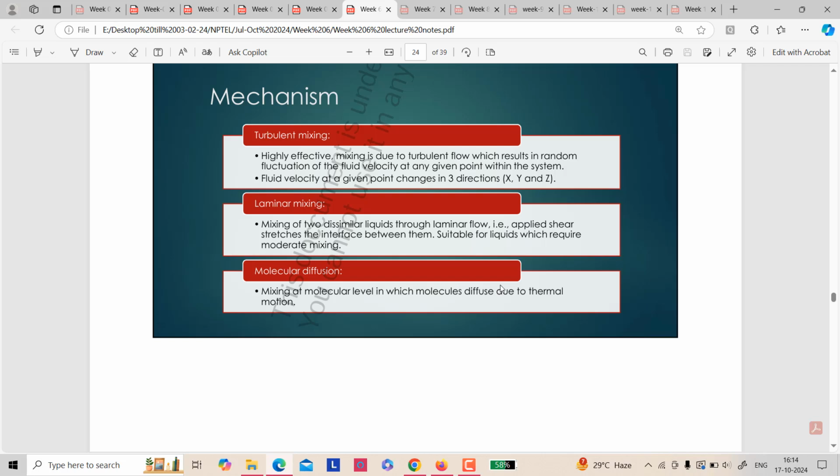Then comes laminar mixing. So mixing of two dissimilar liquids through laminar flow, that is, applying shear stretches the interface between them, suitable for liquids which require moderate mixing. The final one is molecular diffusion, mixing at the molecular level in which molecules diffuse due to thermal motion.